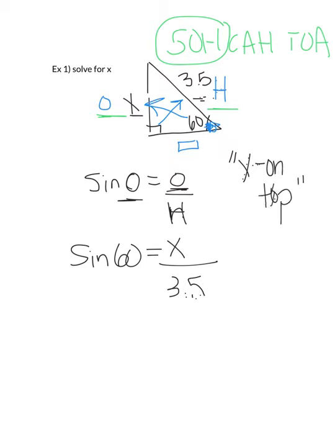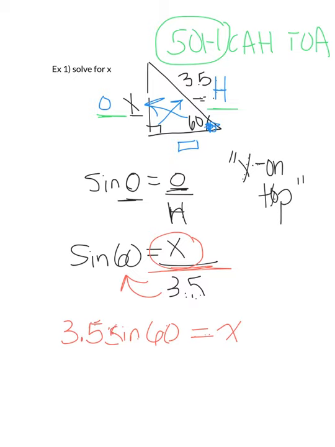Now I'm calling this an x on top example because you're going to see right here that the value I'm looking for, or my x, is in the numerator of my fraction, or on the top of my fraction. So when I have an x on top like this, I need to get it by itself, but I have this divided by 3.5 in the way. I need to take this divided by 3.5 and move it to the other side. Now we know that when we move things to other sides, we always have to do the opposite. So what I'm actually going to get is 3.5 times sine of 60.